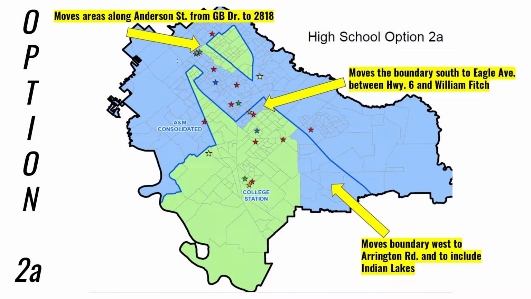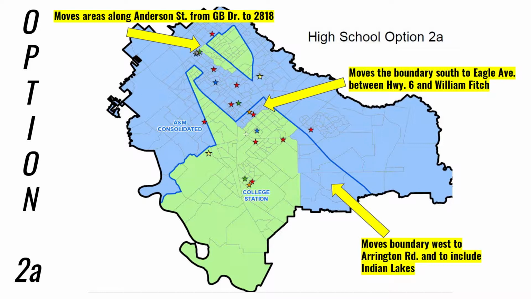I'll start up north again. This stays consistent from option 1, again, moving a concentrated area of low SES students to College Station High School zone. Okay, so this is the same as the previous option. I'm going to work my way down south. The boundary on the western end remains consistent. This particular option does look at moving Highway 6 and moving that boundary west again to Arrington Road to include Indian Lakes.